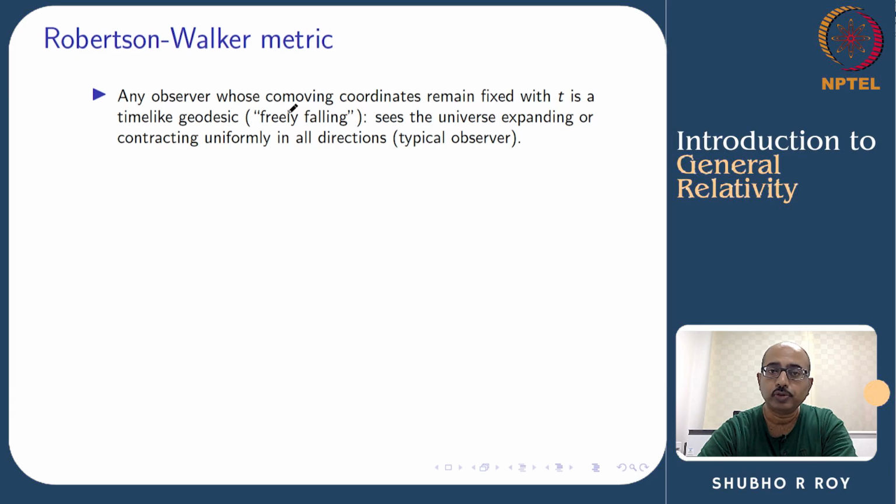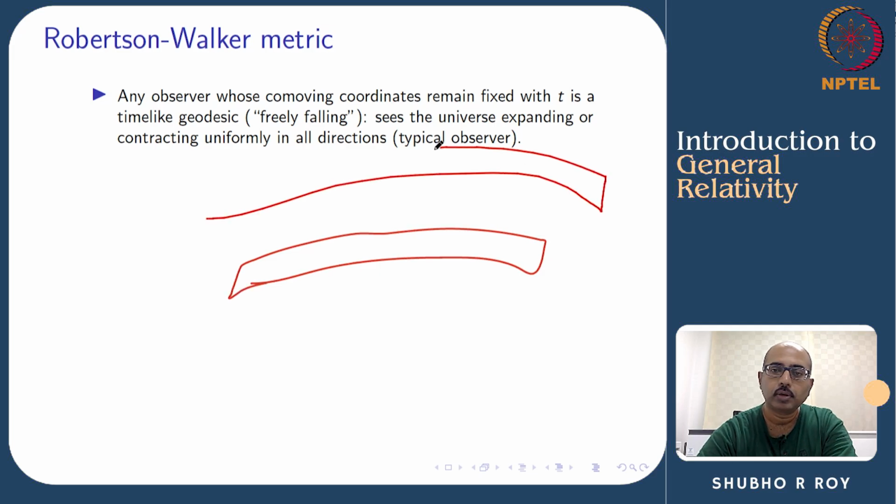And any observer whose co-moving coordinates remain fixed. Remember that diagram we made before: we have a spatial section at later time, and let's say this is rho, theta, phi, and so on. And then this is the t direction, and it intersects at this point, rho, and so on, the same coordinates but a different time. This is t equals 0.